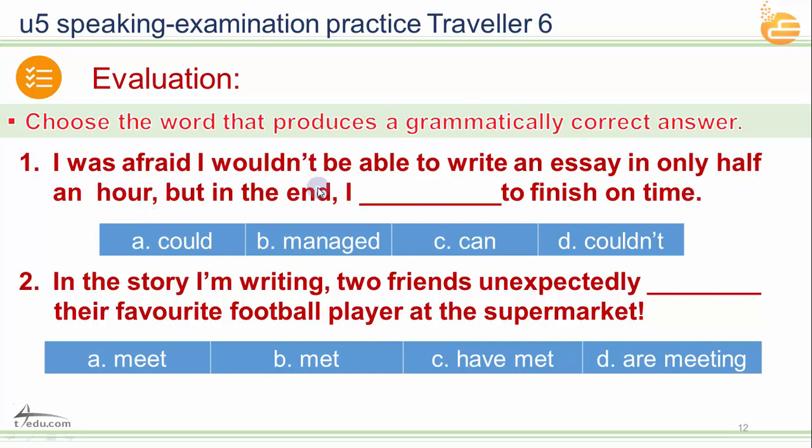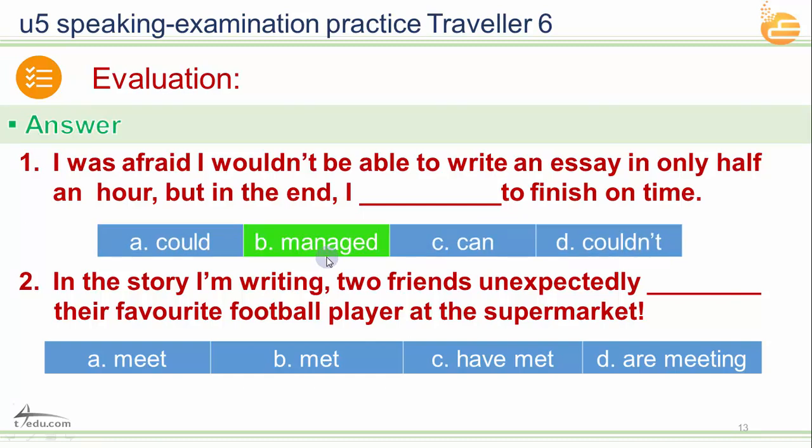I was afraid I wouldn't be able to write an essay in only half an hour, but in the end, I could to finish on time. I managed to finish on time. I can to finish on time, or I couldn't to finish on time. Of course, when you have can and could and couldn't, they don't come with an infinitive. You can't say I couldn't to. And of course, it is I managed to finish on time.